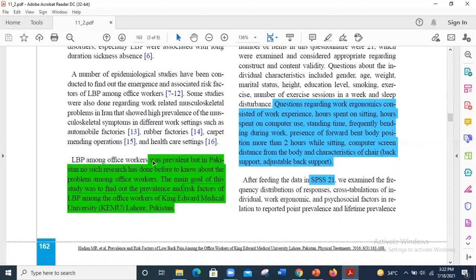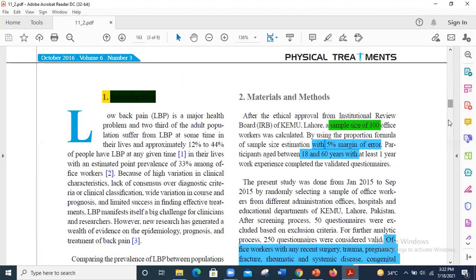Okay, as you can see, the main goal of this study was to find out the prevalence. Okay, everyone is supposed to write up their rationale, and it could vary depending upon your purpose or your type of study. Now, next is materials and methods.